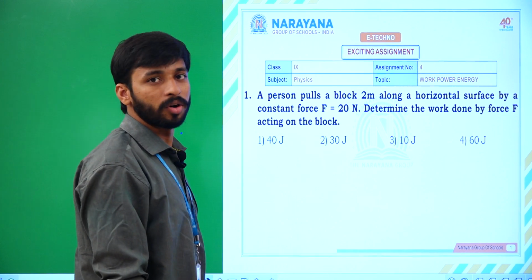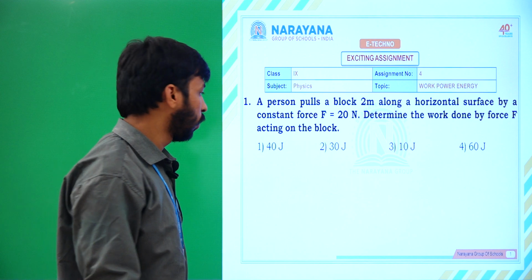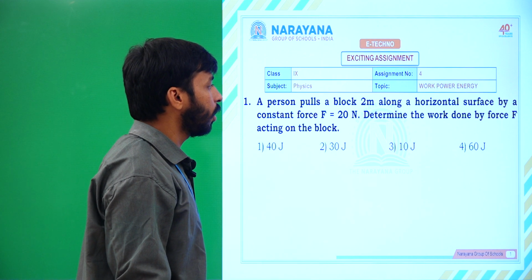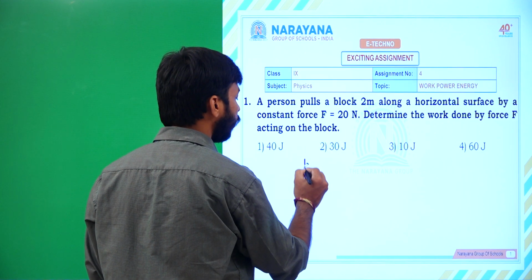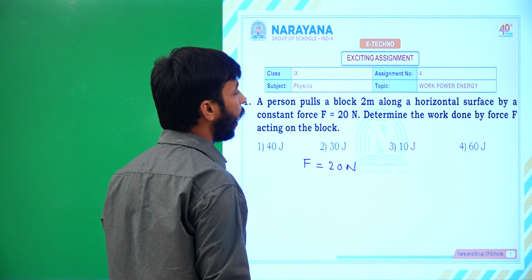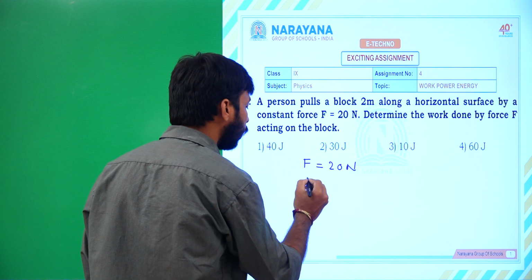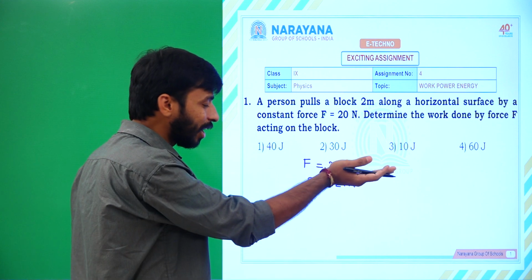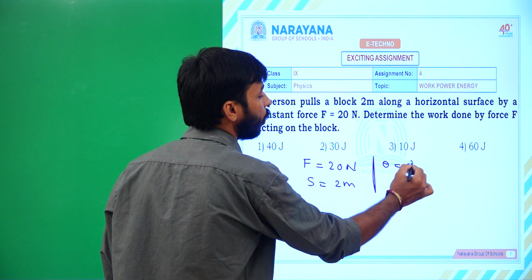So today we will discuss the physics assignment, the chapter is work, power, energy, assignment number 4. So the first question is: a person pulls a block 2 meters along a horizontal surface by a constant force. Here the given data is force F equal to 20 newtons, and displacement S equal to 2 meters along the horizontal surface. Along the horizontal surface means here you have to take theta equal to 0 degrees.